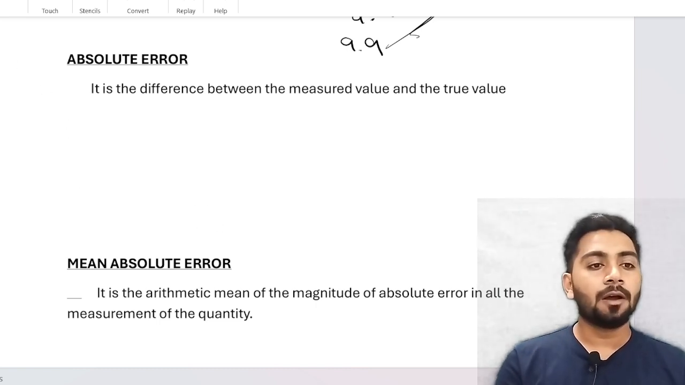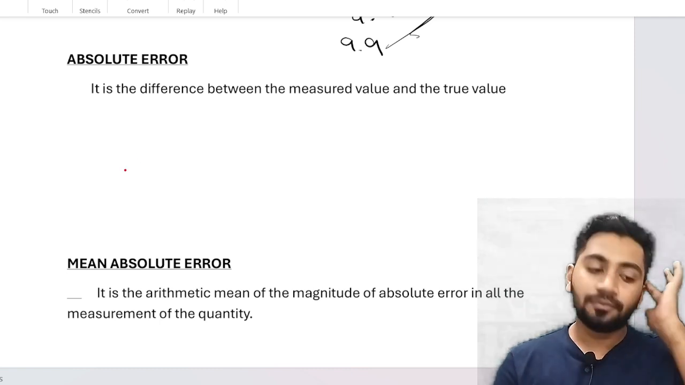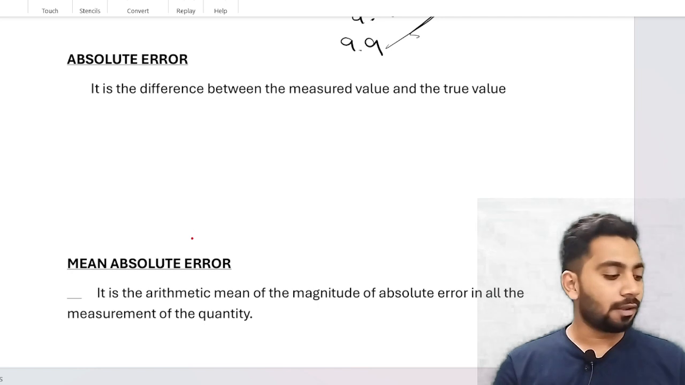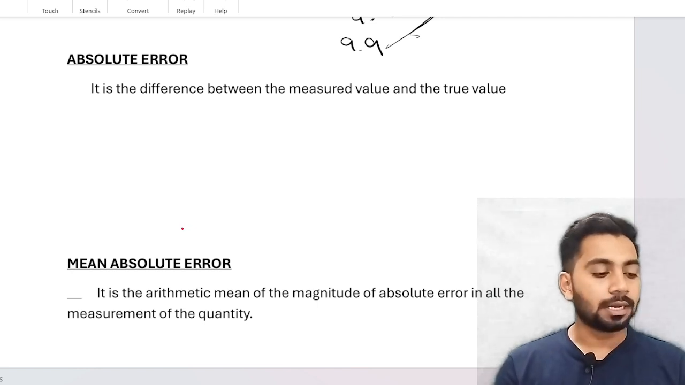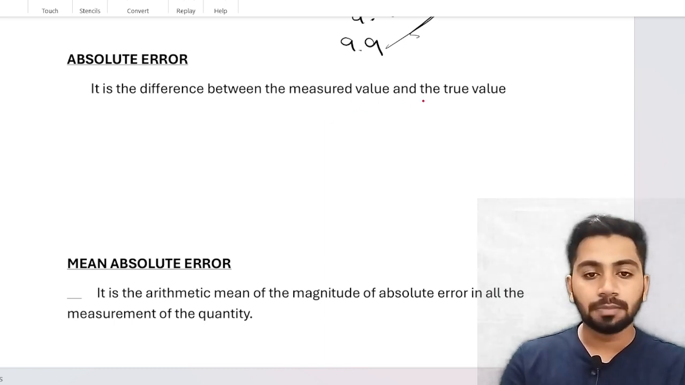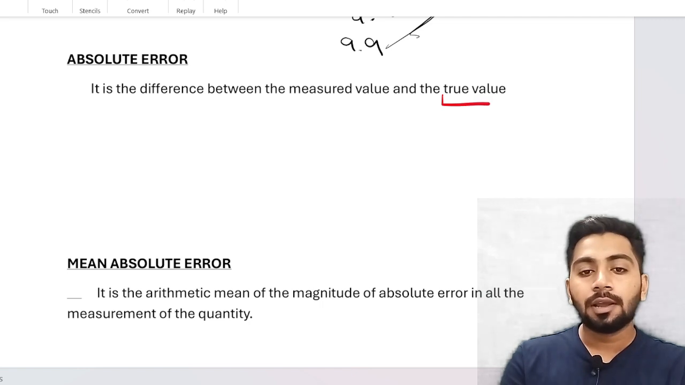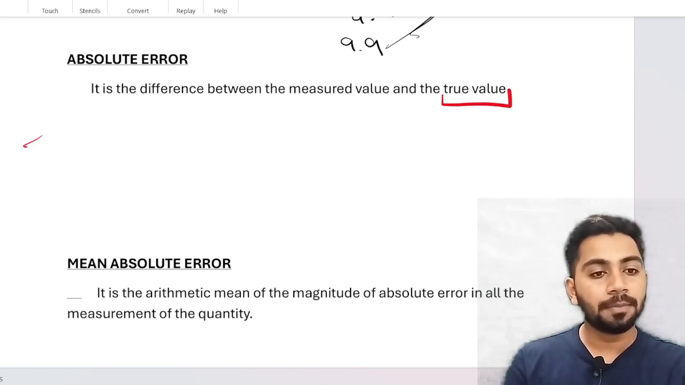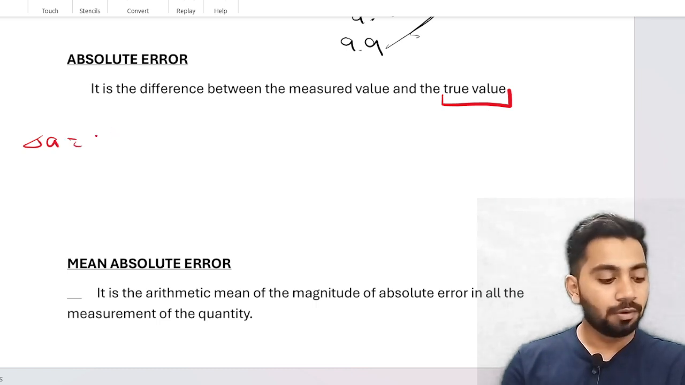Okay, now let us see. In errors, there are a few types of error: absolute error, mean absolute error, and there is one more error. We'll discuss that. Absolute error is the difference between the measured value and the true value. So simple. Just now I said how you will get your true value: you will get it by repeating the experiment n number of times.